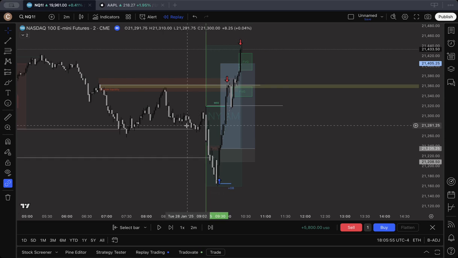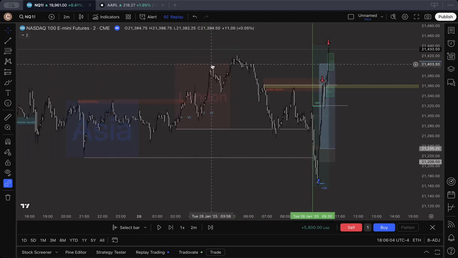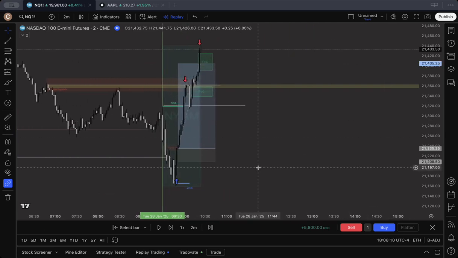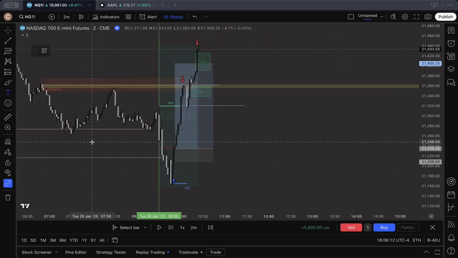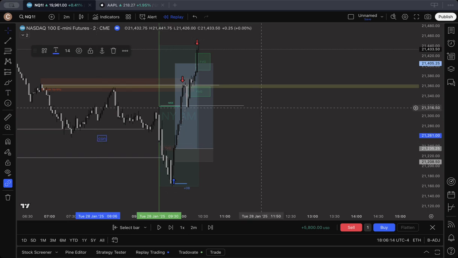We sweep Asia lows, sweep London lows. Don't really have any more targets down there. Form a bullish order block. We look for an entry, which is an inversion of a fair value gap. Target either session highs or the bearish order block, and in this case, total targets were hit. Confluence is straight.